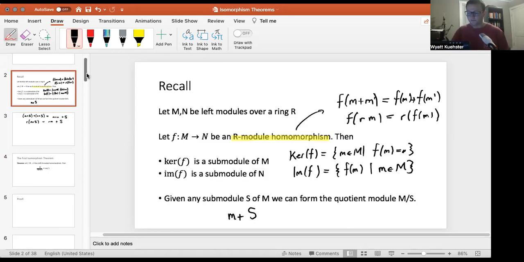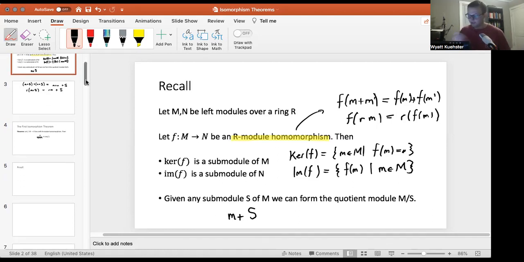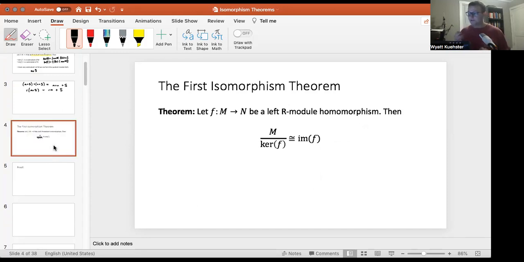I'm sure there are more things we'll need to recall since I haven't done a video in a while, but let's just jump right into it. So there are some recalls. Let's do the first isomorphism theorem. It says that if I have a left R module homomorphism f, then M divided by the kernel of f is isomorphic to the image of f. This makes sense because the kernel of f is a submodule of M, so I can form this quotient. So that's the theorem.